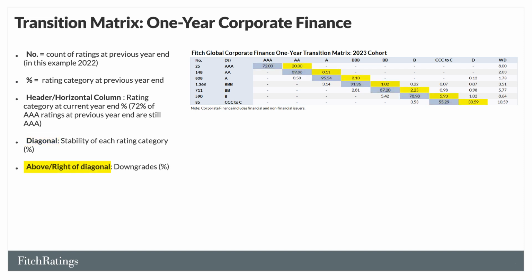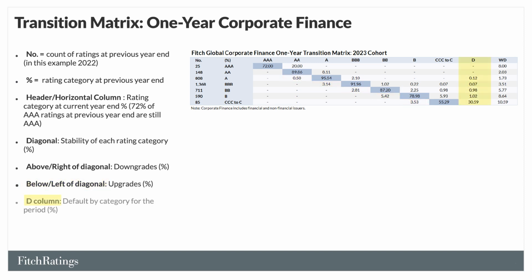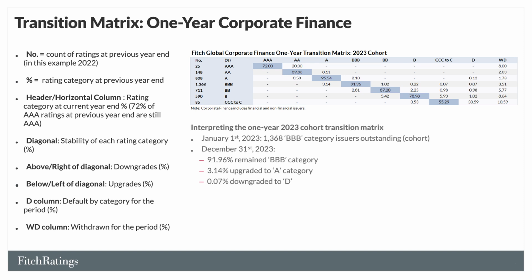Above or to the right are the percentage of downgrades. Below or to the left are the percentage of upgrades. The D column shows the percentage of defaults by category for the period. The WD column shows the percentage for the period that were withdrawn. For example, on January 1st, 2023, there were 1,368 BBB category issuers outstanding in the cohort. On December 31st, 2023, 91.96% remained BBB, 3.14% upgraded to single A category, while 0.07% downgraded to D.